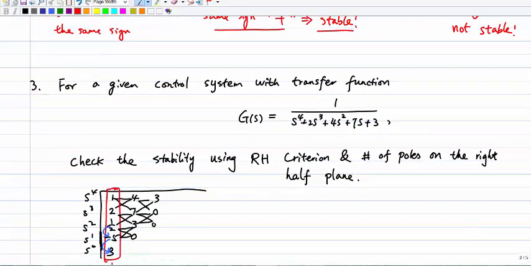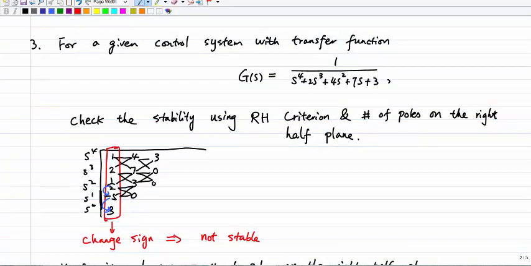Okay, so question number 3. It's still about the stability of a given control system with a given transfer function. Other than checking the stability, we also want to know how many poles are on the right half plane. This Routh criterion can also tell how many poles are on the right half plane.